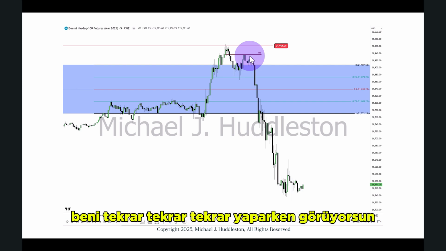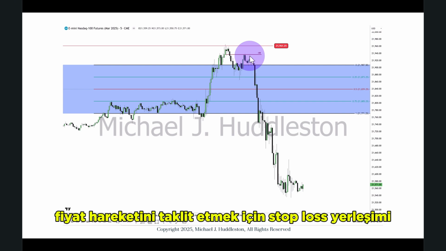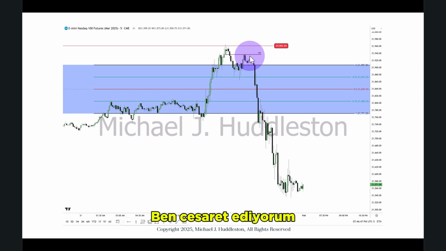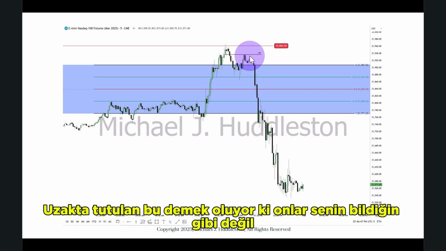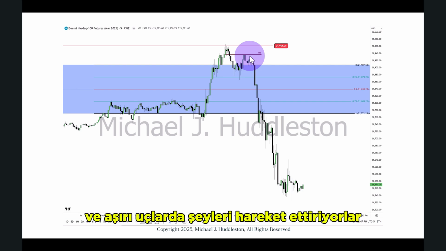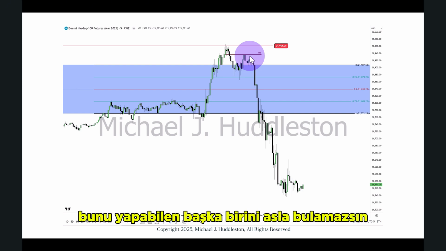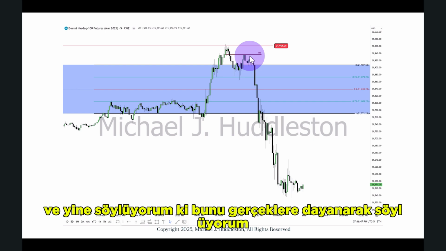You see me doing over and over and over again stop loss placement just to mock price action. I'm daring it. And I know as long as there's manual intervention that's kept at bay, it means they're not in there moving things around in extremes. I understand what the algorithm's going to do. And you'll never find another person being able to do that. And again, I'm saying that factually.